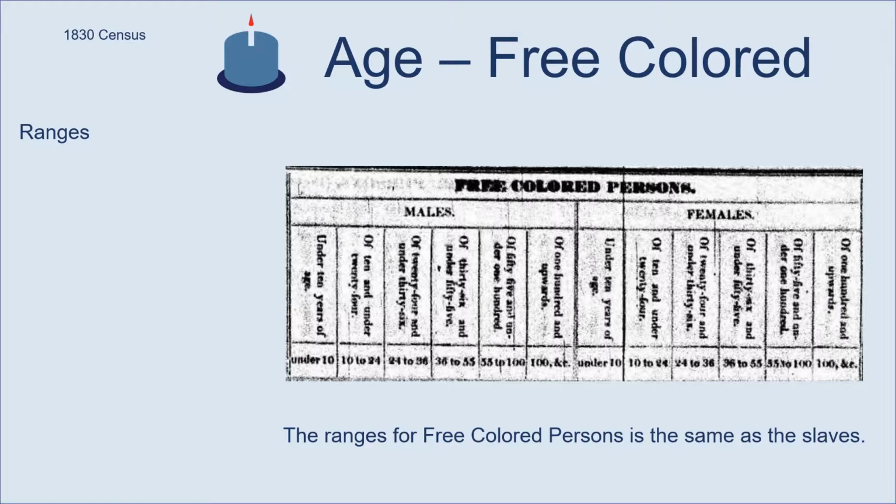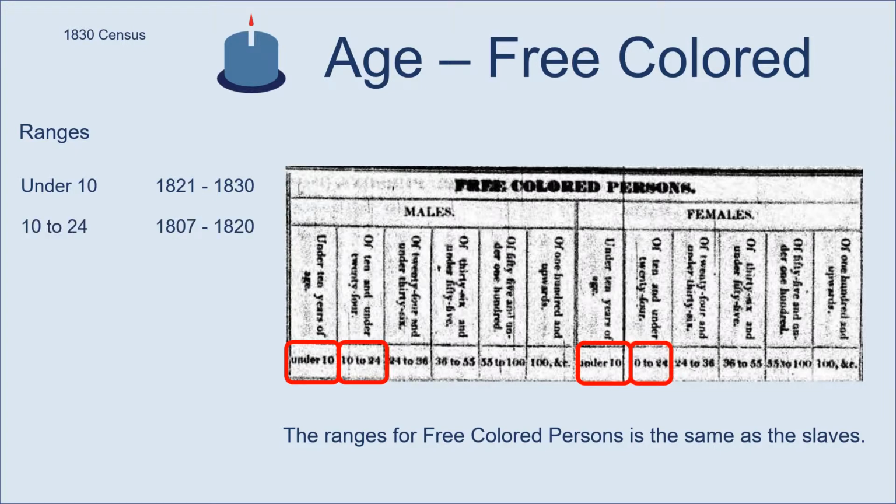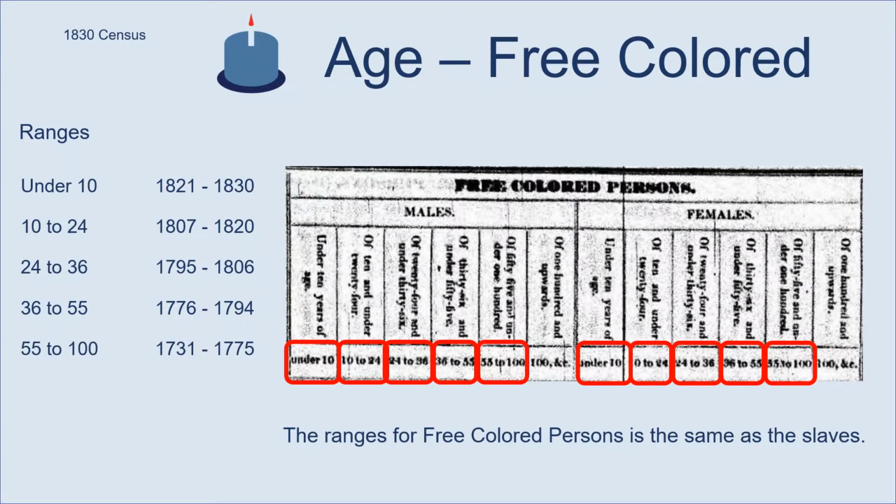Age free colored. The ranges for free colored persons is the same as the slaves. Under 10, 1821 to 1830. 10 to 24, 1807 to 1820. 24 to 36, 1795 to 1806. 36 to 55, 1776 to 1794. 55 to 100, 1731 to 1775. 100 and older, born 1730 or earlier.